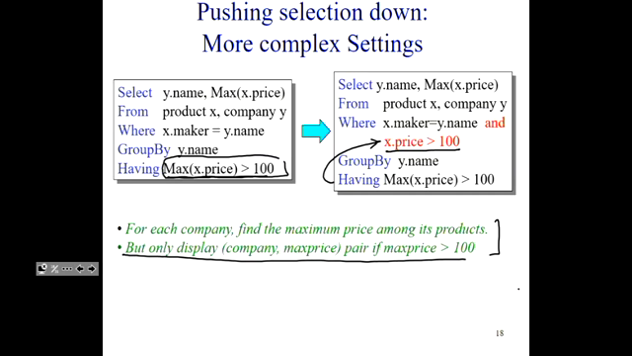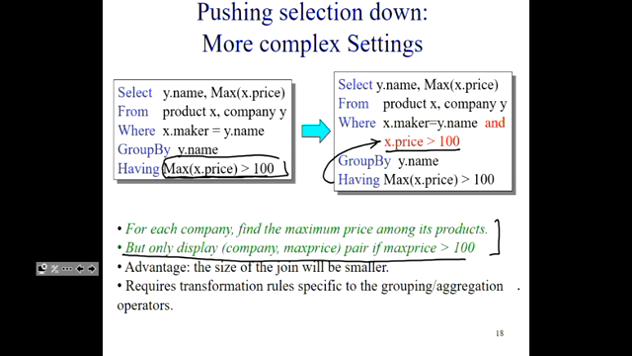So the benefit of doing this is that the overall size of the intermediate expression, the size of the join, is going to be smaller, and therefore the amount of data that you'll have to manipulate for the grouping expression and the aggregation expression will be smaller. But at the same time, this will require transformation rules that are specific to the grouping and aggregation operation. So in this case, I need to notice that you're looking at max of x price is greater than 100, and therefore you can say that, look, every price that I care about has to be greater than 100.